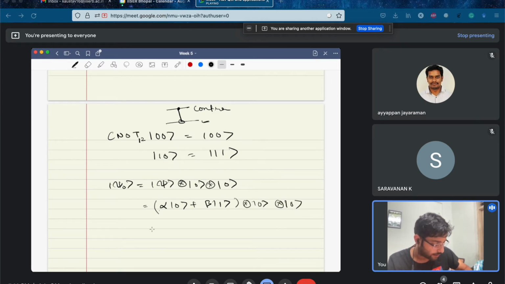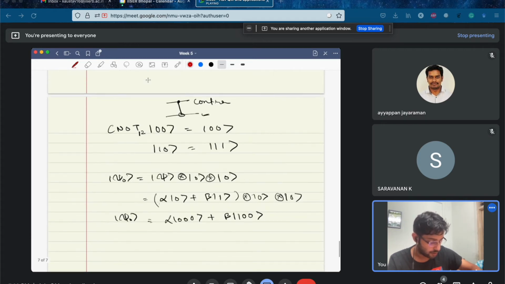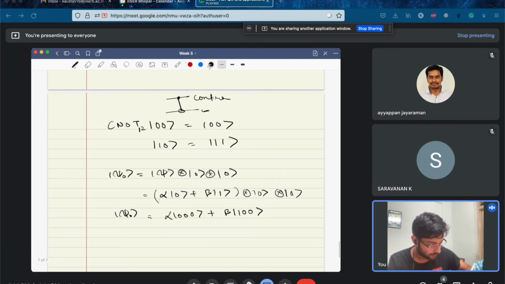So I'll write in the many body form 000 plus beta 100. Okay, so this is your psi 1. Now let's operate the first C naught gate. So what you have here is C naught 1 2, so 1 is your control and 2 is acting.